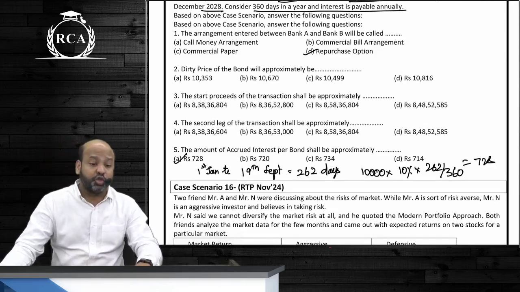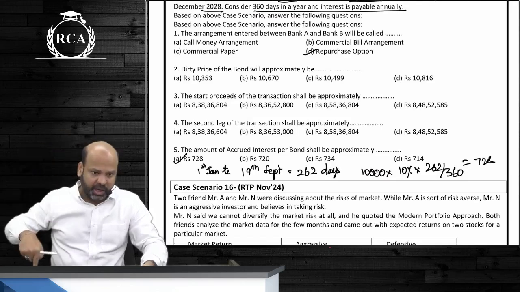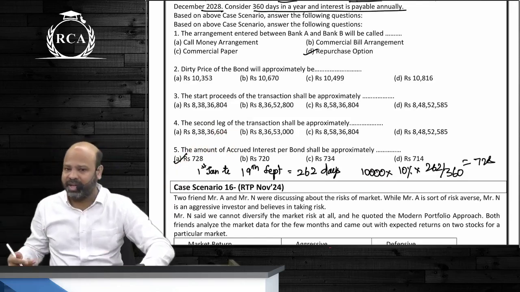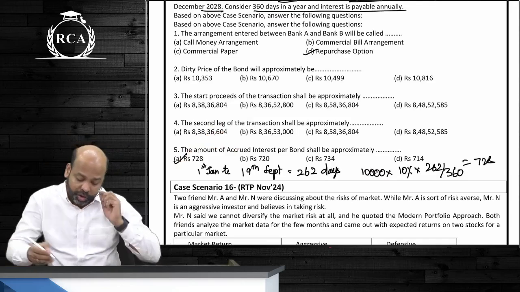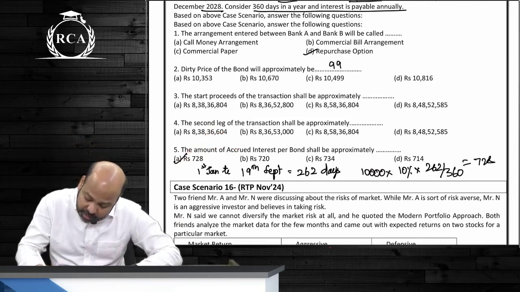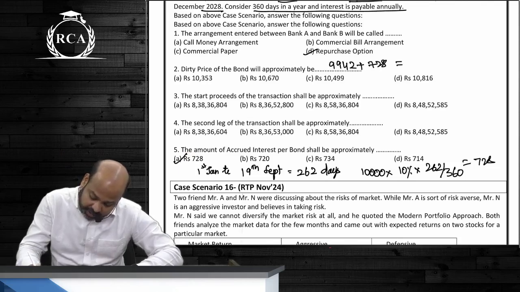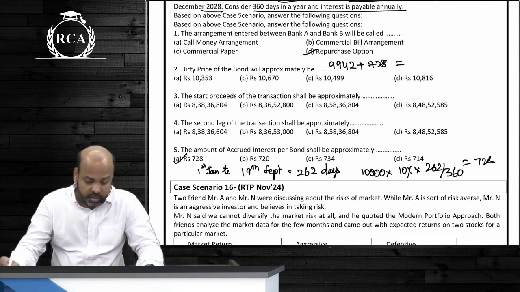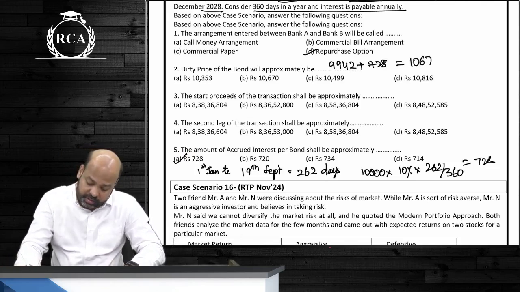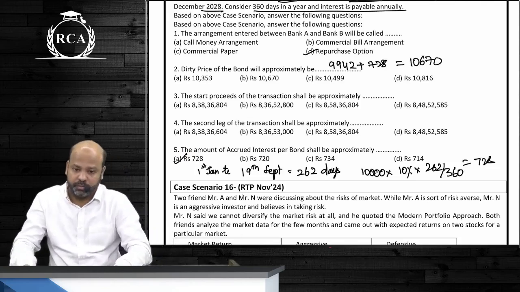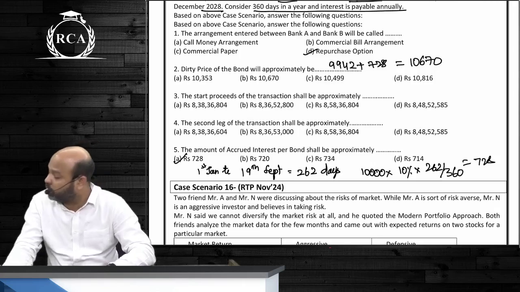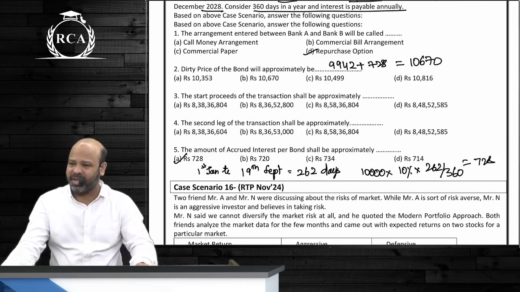Guys, is it clear how we got accrued interest? When was the bond issued? 1st Jan. From 1st Jan till date, how much has the interest accrued? So what will be the dirty price of the bond? This will be the clean price 9942 plus 728. How much will that become? 10,670. Dirty price of the bond will become clean price plus accrued interest. Are we clear about this?